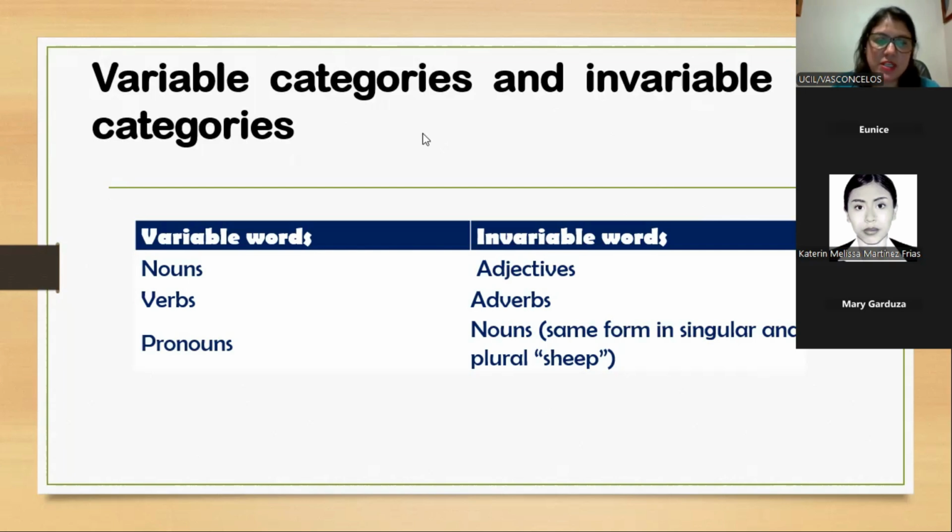Give me some examples, teachers, please. I have here sheep. What other noun do you remember? It cannot change. Deer, exactly. Thanks, Eunice. We have deer. What else?